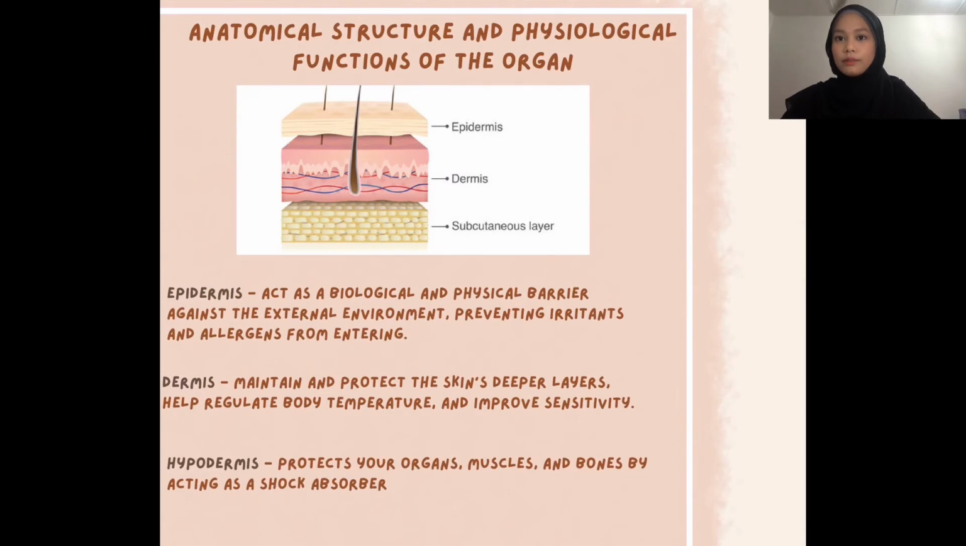Moving on to the anatomical structure, first we have epidermis that acts as a biological and physical barrier against the external environment. Epidermis contains 4 major thin skin layers and 5 major thick skin layers. From the thinnest to thickest are stratum corneum, lucidum, granulosum, spinosum, and germinativum. For the dermis, it maintains and protects the skin's deeper layer and contains 2 layers which are papillary region and reticular region. And then hypodermis, this layer contains lamellated corpuscles which detect external pressure applied to the skin.